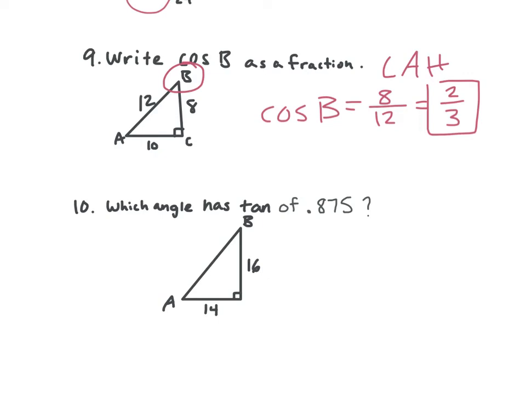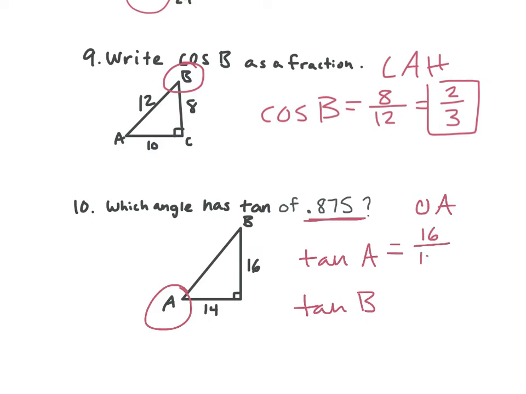Number 10, which angle has a tangent of 0.875? Here, we're doing the same thing from before, but instead of leaving it as a fraction, they just gave it to us as a decimal. So we need to find which angle they're talking about. It's either going to be tangent of A or tangent of angle B. If we're looking at the tangent of angle A, what's tangent? Opposite over adjacent. So what's opposite of angle A? 16. And what's adjacent? 14.